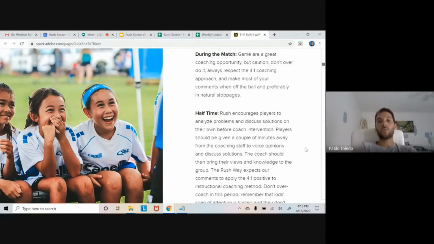So how to coach is the key. And that's why we wrote this passage. Games are a great coaching opportunity, but caution, don't overdo it. Always respect the 4-1 coaching approach and make the most of your comments when off the ball and preferably in natural stoppages. Do you want to amplify a little bit about that one, Tim?